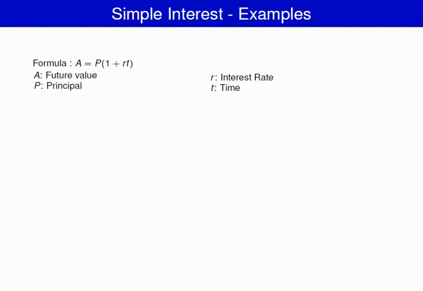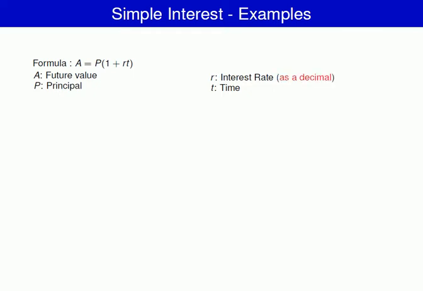It's pretty common that people mix up A and P. P is how much you start with, whether you're borrowing money or investing. A is how much you will end up with. So A is bigger than P since it's the result of your interest added to the principal.